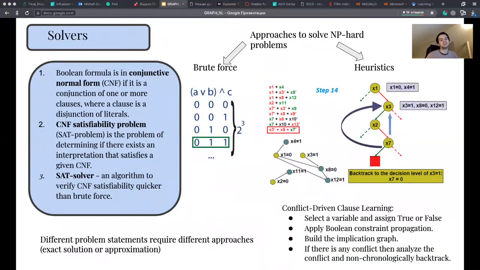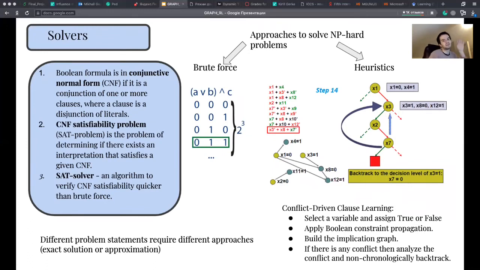Let's consider NP-hard solvers on the example of the satisfiability problem. In the SAT problem, we have a Boolean formula in conjunctive normal form. We aim to verify whether there is such an assignment that the formula equals 1. There are several approaches to solve it.